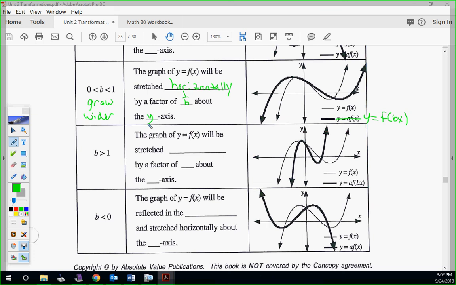And the b bigger than 1 is going to shrink it, smaller, stretch horizontally by a factor of 1 over b about the y-axis. Okay, and then when your b is less than 0, it's going to be reflected in the y-axis.